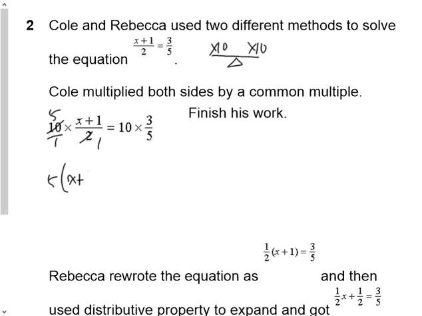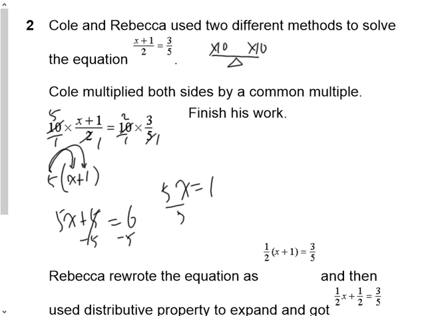5 multiplied by x plus 1 will be 5x plus 5. A lot of students who make a mistake say 5x plus 1, but you have to fully expand using the distributive property. And over here, multiplying it by 10 will result in 6 over 1, or just 6. Now you have an equation with no fractions in it anymore, so you subtract 5 from both sides. 5x will equal 1. Divide both sides by 5, and x will equal 1/5, or as a decimal, 2/10.